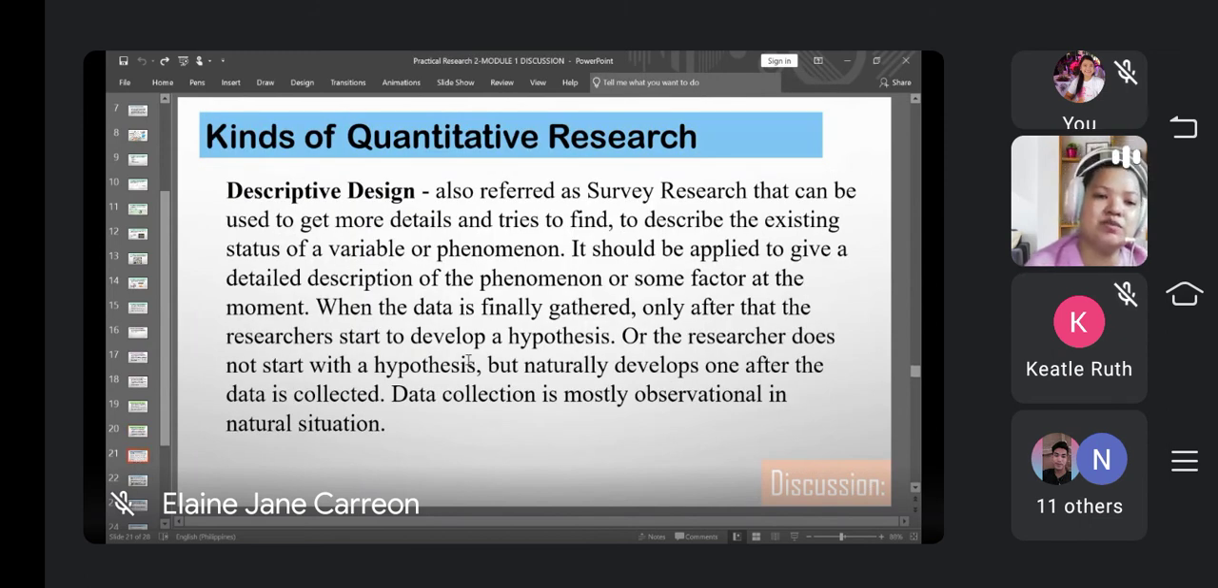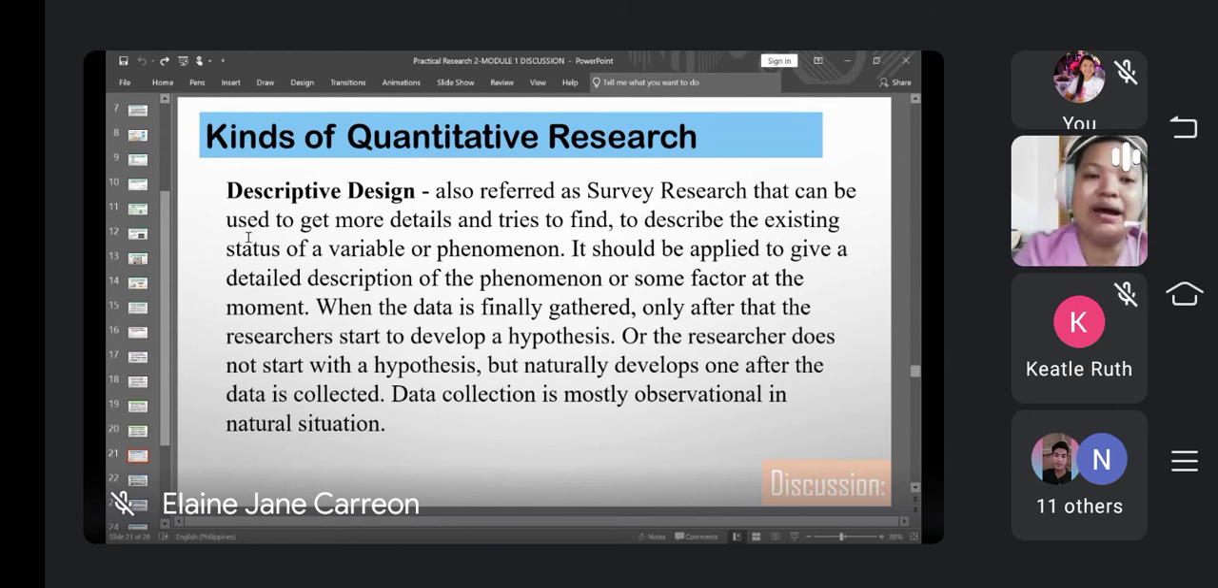Okay, now let's move on to the kinds of quantitative research. So we only have 3 types: descriptive, correlation, and quasi-experimental. So maraming klase ng quantitative research, pero ito na lang ibinigay ko sa inyo kasi senior high school pa lang naman kayo at ito lang mostly ginagamit ng mga senior high school. Take note, ito yung mga pinakamadadali.